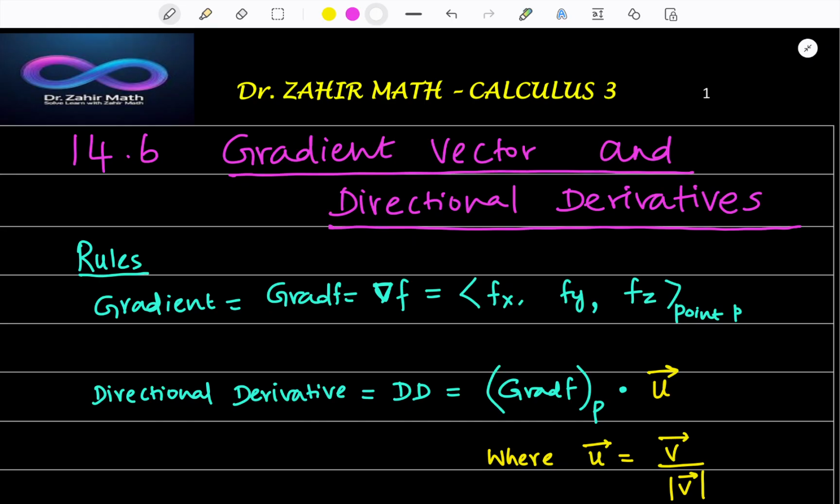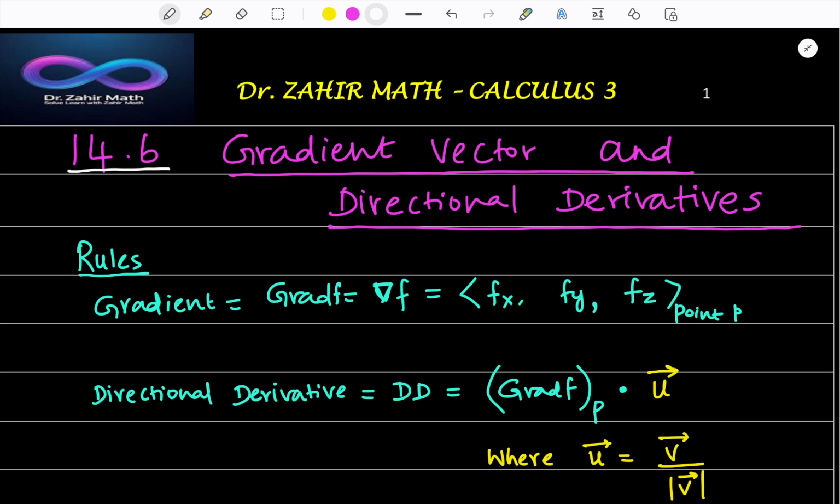In this video, we'll break down one of the most powerful tools in multivariable calculus, that is the gradient vector and directional derivatives. I'll show you what they really mean, how to calculate them and why they are so useful, all made super simple with examples. Let's get started. 14.6 module 3, gradient vector and directional derivatives.